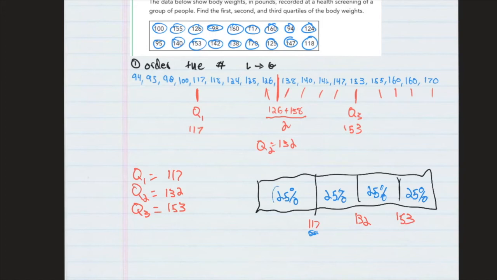And when we're looking at this data, we can say that someone who weighs below 117 is in the bottom 25%. You could say someone that weighs below 132 is in the bottom 50%. Someone who weighs greater than 153 is in the top 25%. So that's the reason why quartiles can be really important, when we talk about the percentage of data that is greater than or less than the numbers that we're looking at.